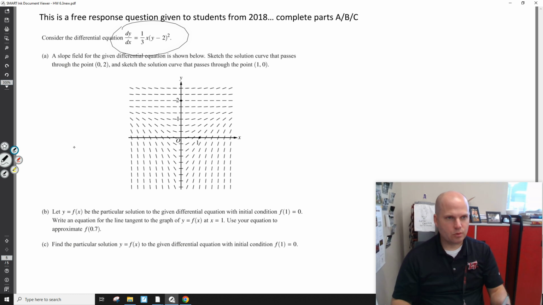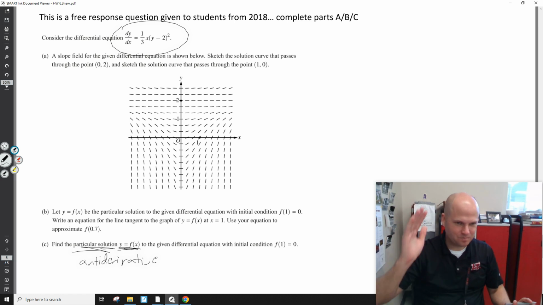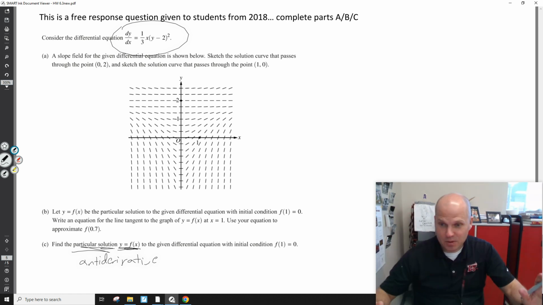Pay attention to part A, part B, part C. Part C is find the particular solution. Part C is the part where we want to take the antiderivative. We don't want to take the antiderivative before part C. It has nothing to do with it.